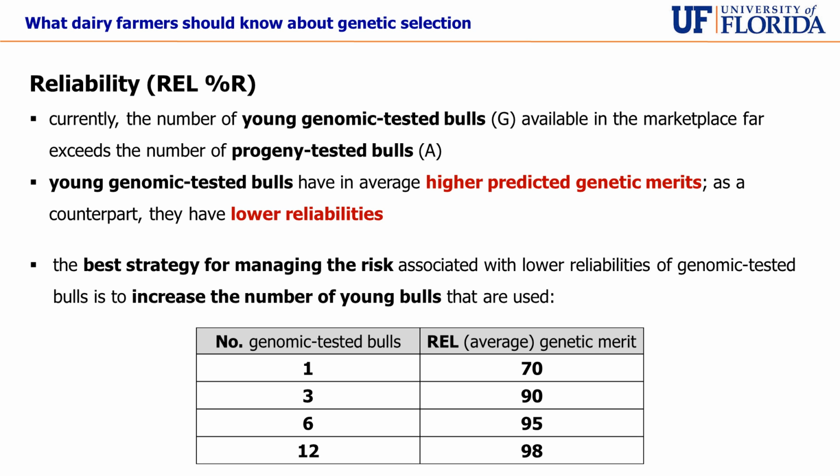And I have this table here that shows that if we use one genomic tested bull, we have a reliability of 70%, okay? Now, if we use 3 genomic tested bulls, the average genetic merit of the team has a reliability of 90%. And look at this, if we use 6 genomic tested bulls, the average genetic merit of the team of bulls has a reliability of 95%. So the message is we should use young genomic tested bulls. They are potential rock stars, but instead of using one or two, we should use a team of young bulls in order to manage the risk, to dilute the risk associated with lower reliabilities.